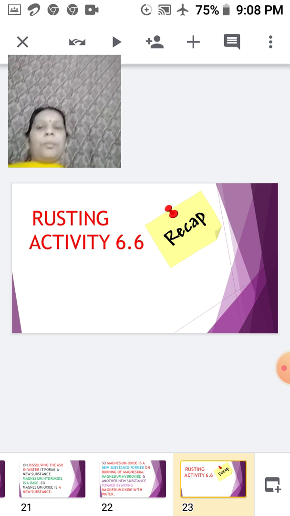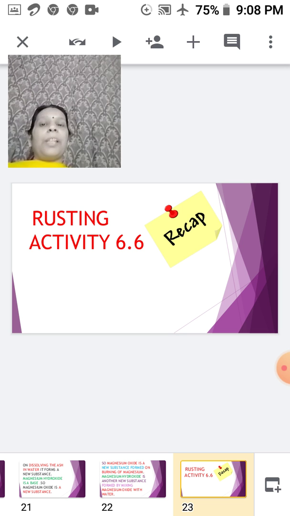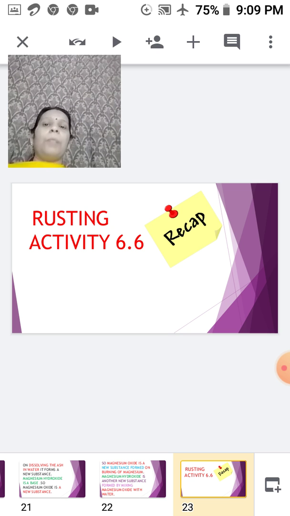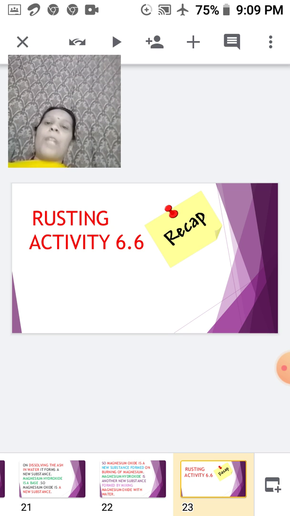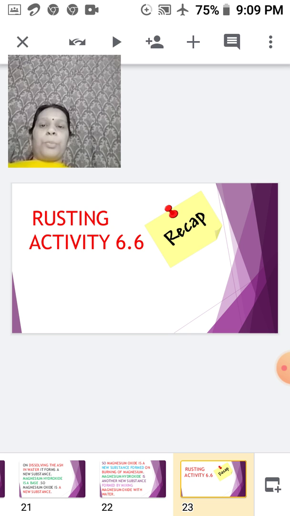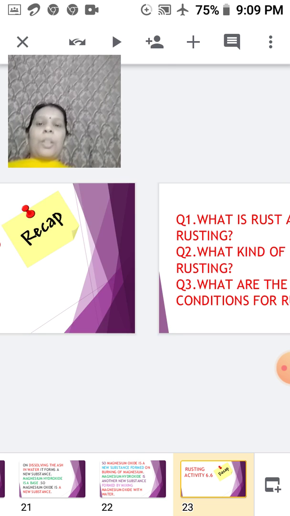In other words, I just wanted to tell you how this chemical change takes place, how we get a new substance from an original substance. So here you found that from magnesium we got magnesium oxide, as well as magnesium hydroxide, and all these three have their own chemical properties. All these three substances are different, and this experiment cannot be reversed again, so it is a chemical change. I hope it is clear to you.